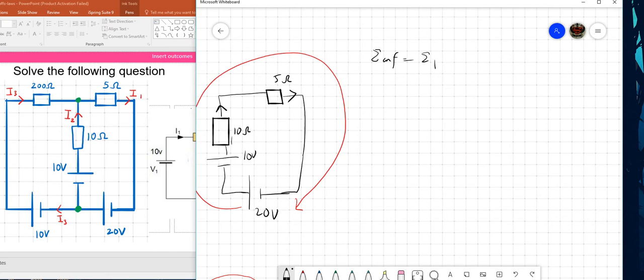EMF is equal to sum of IR. Okay, let's take a look at the EMF. So in this case, I'll start with the 20. So it's going to be 20. Now I'll go up, plus 10. Now if you look carefully, positive, negative, positive, negative. So I'm going with the flow in this case.